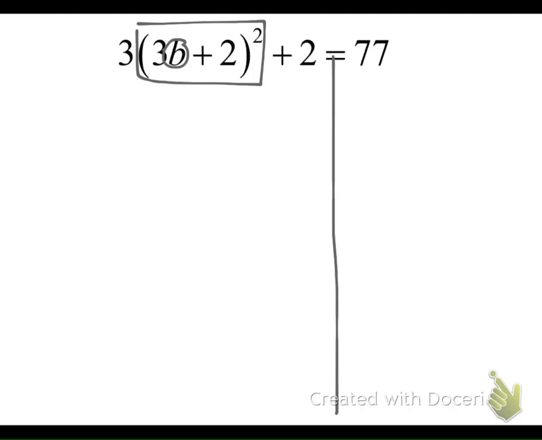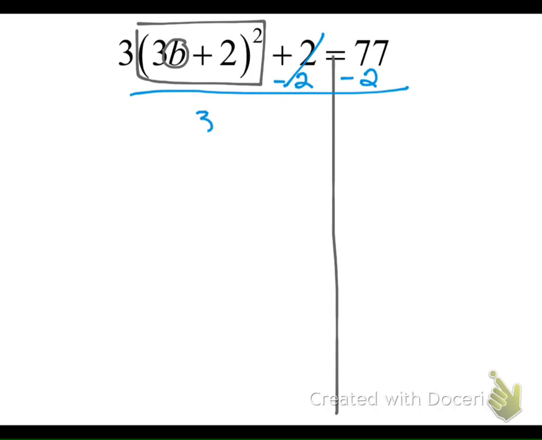Aren't you trying to get rid of the 2? Yeah, I need to get rid of not only the 2, but what else do I have to get rid of besides the 2? The 3. So which one am I going to get rid of first? The plus 2. Because again, you're going to do PEMDAS backwards, which would be SADMAP. So we get rid of that plus 2 first by subtracting 2.